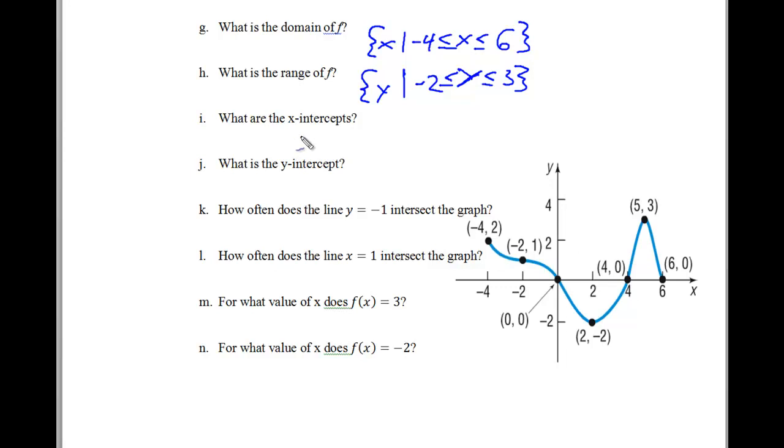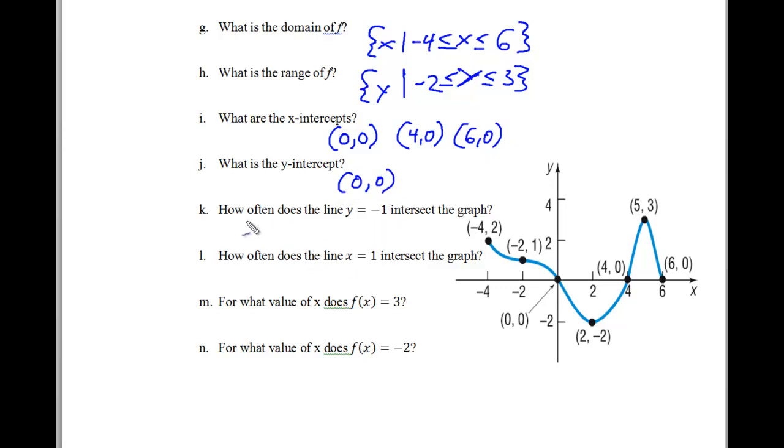What are the x-intercepts? Well, there are 3 x-intercepts here, and we answered that question above, but I'm going to write them as actual x-intercepts. That's 0, 0, the origin. The next x-intercept is 4, 0. That is the x and the y at that location. And then the third is going to be 6, 0. What is the y-intercept? That's the origin, 0, 0.